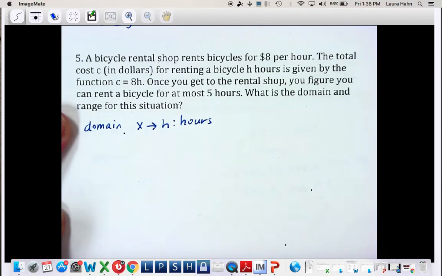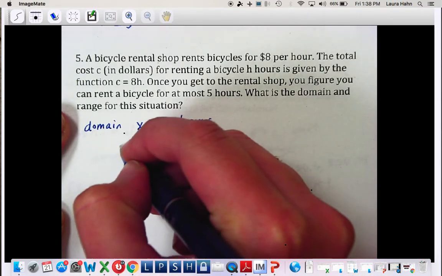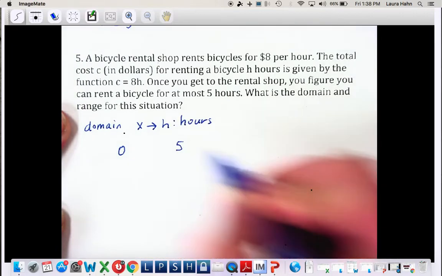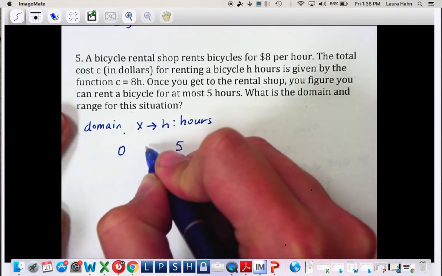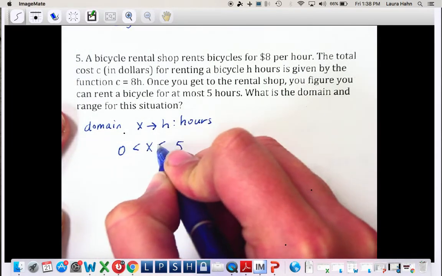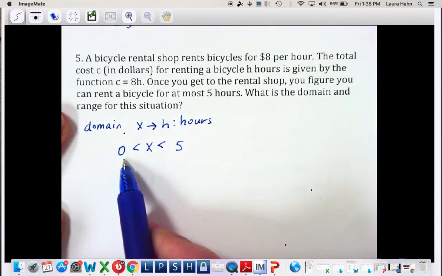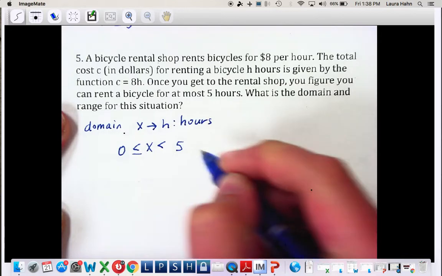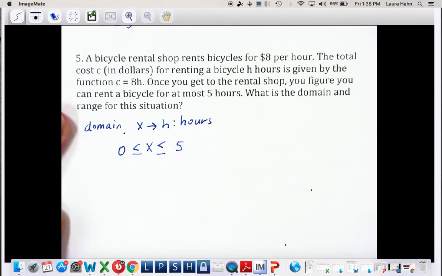Okay, time is continuous because you can have part of an hour. So the lowest amount of time we can use it is 0, and we know the most we can use it is 5. Since it's continuous, I want to use my between symbols, right? Always less than because we start with a small number. I could use the bike for 0 hours, or I could use it for the full 5. All right, so that's my domain.